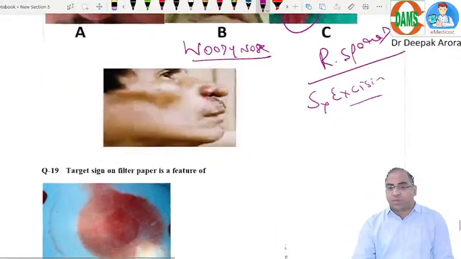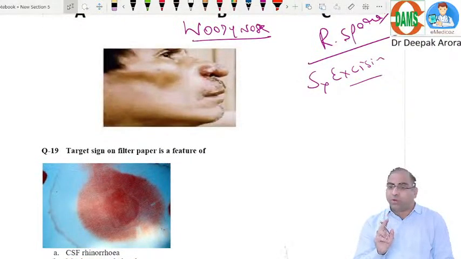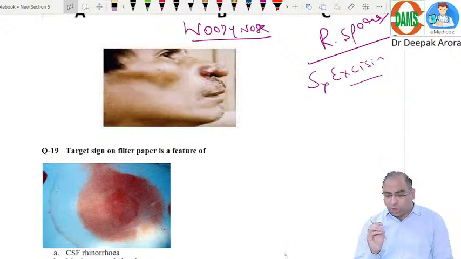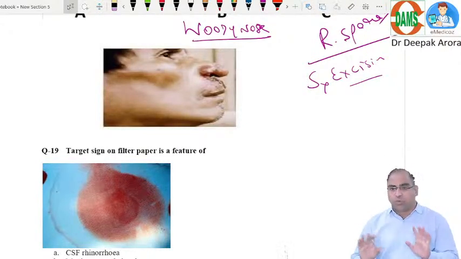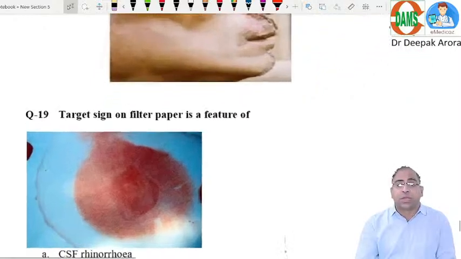I am expecting one MCQ on rhinoscleroma, beta. Woody nose, Klebsiella will be involved, streptomycin and tetracycline will be there, Mikulicz cells and Russell bodies, these findings will be mentioned. I hope you people must have revised nicely.